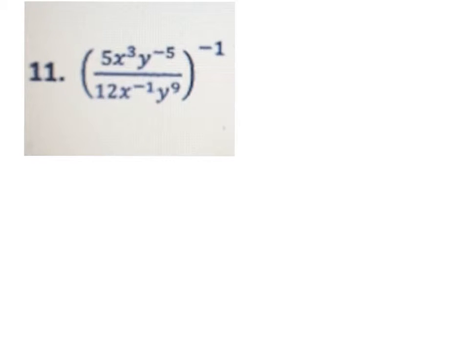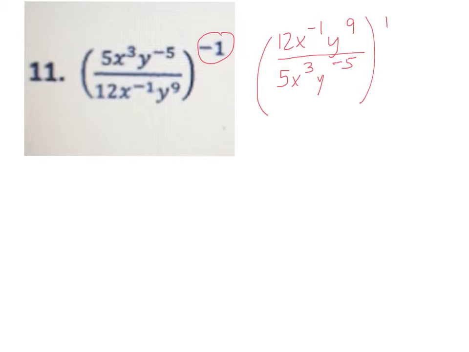So that's what I'm going to do. I'm going to rewrite this as its reciprocal. So my numerator is now going to have 12x to the -1, y to the 9th. My denominator is going to have 5x to the 3rd, y to the -5th. Now, that turns this -1 into a +1. Anything raised to the first power is just itself, so I really don't need to deal with that anymore, and I can evaluate everything that's just inside your parentheses.